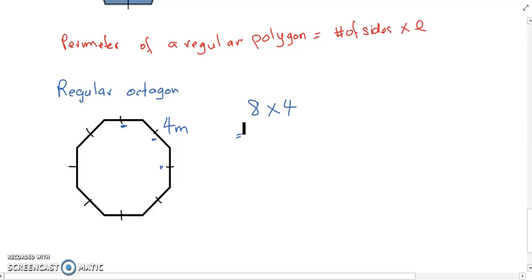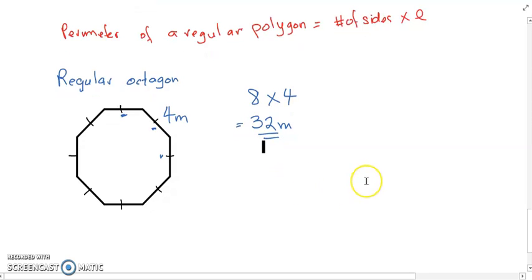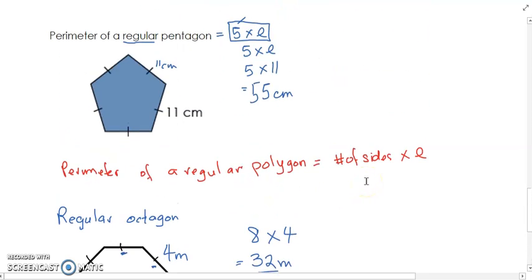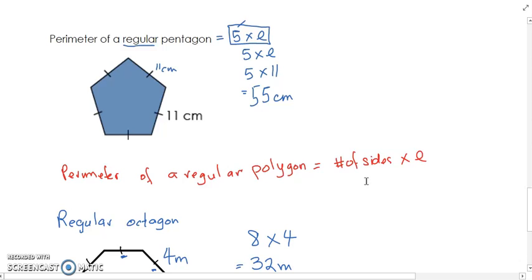8 times 4 is 32. So we know it's 32 meters is the perimeter. All right, so this is how we find the perimeter. Quite easy. So take a practice. You have some questions in your practice book and in your course book. So practice up before you have the test. All right, bye-bye.